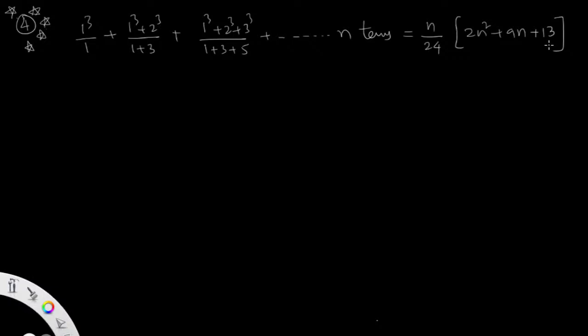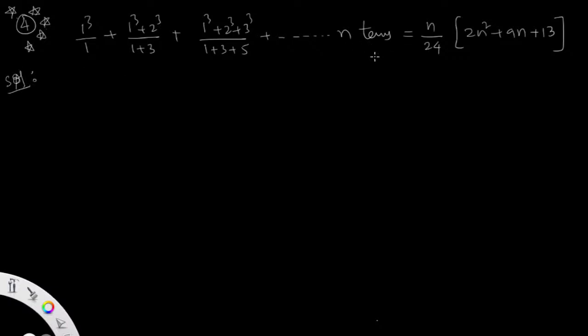Okay, the question is most important. In the IP session, they will give it many times as repeated. That is 1 cube by 1, plus 1 cube plus 2 cube by 1 plus 3, plus 1 cube plus 2 cube plus 3 cube by 1 plus 3 plus 5. That totals, going to n terms, to n by 24 into 2n square plus 9n plus 13. So whatever the statement given, first find out the nth term.